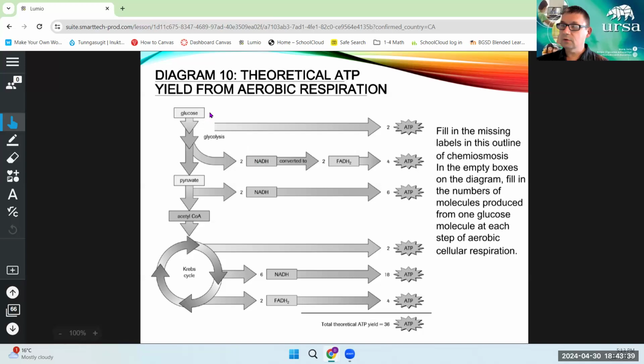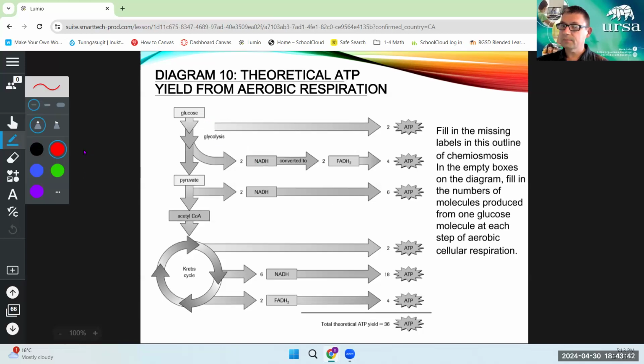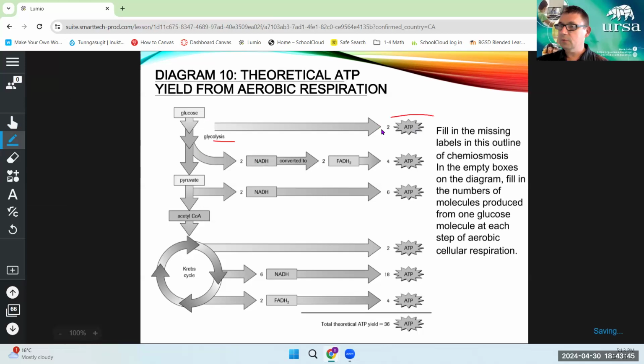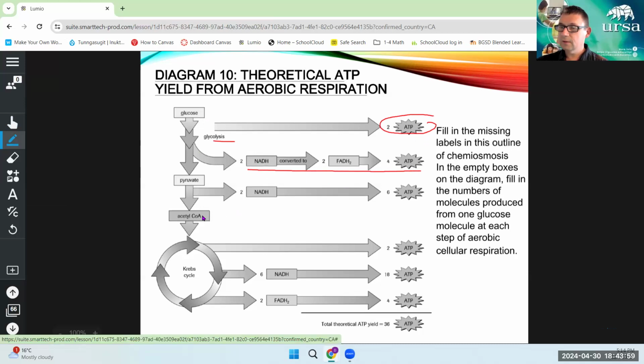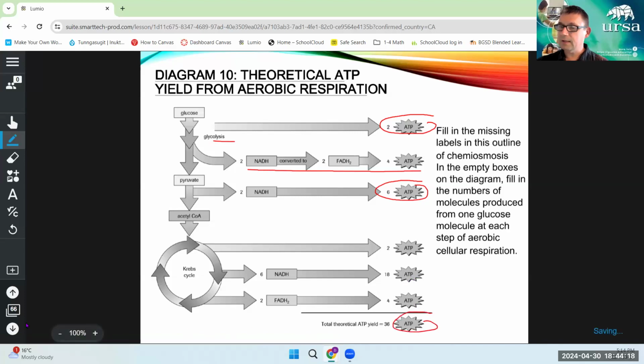So in essence, glucose enters, goes through glycolysis, yielding 2 ATP. It also converts NAD to NADH, producing more ATP. Pyruvate going to acetyl coenzyme A, another 6 ATP. Acetyl coenzyme A enters the Krebs cycle, producing another 2, 18, and 4 respectively, yielding a total of 36 at the end.